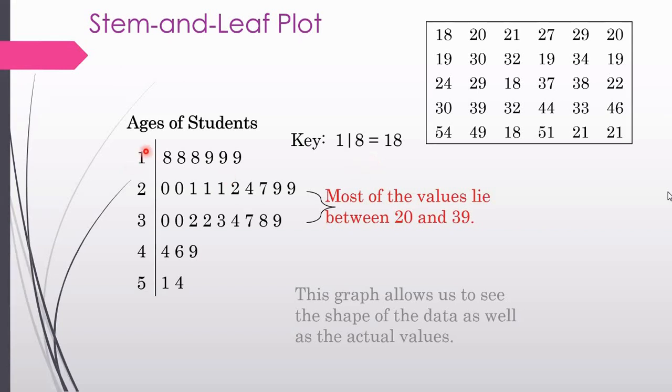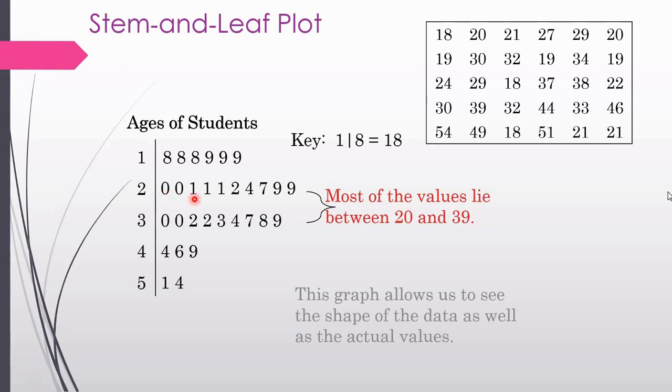So we place 1 here, then put the vertical line. Similarly for the 20s, 2 is the stem. In the 30s, 3 is the stem. For the 40s, 4 is the stem. For the 50s, 5 is the stem. Then put the vertical line. Now we have to put the leaves. So for 18, you put 8 here. Then for 20, put 0 here.